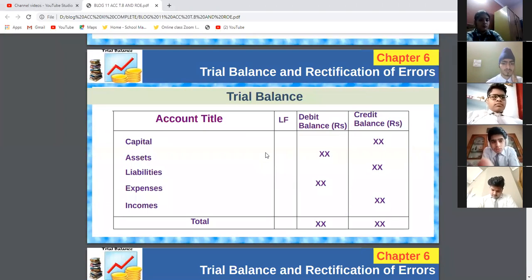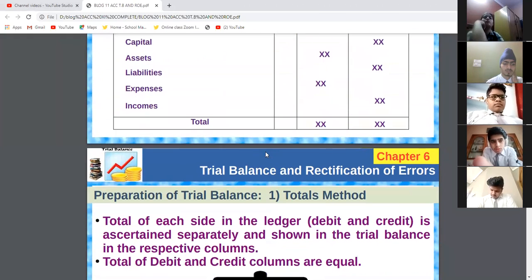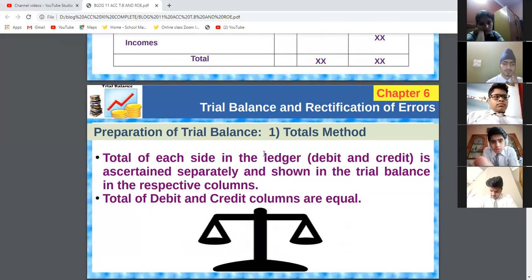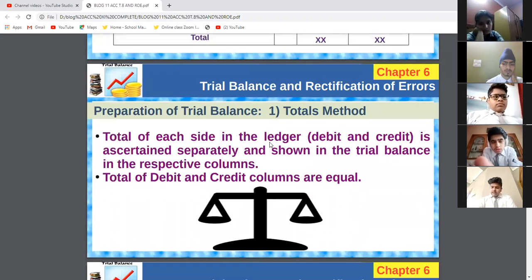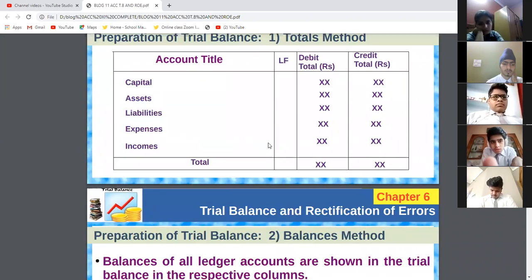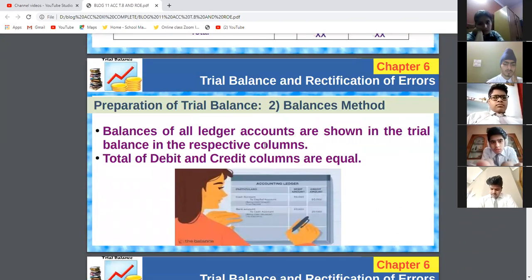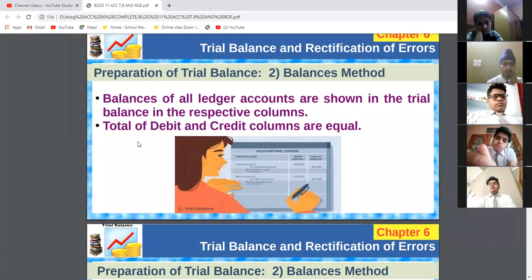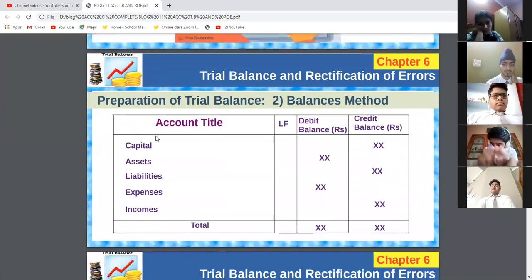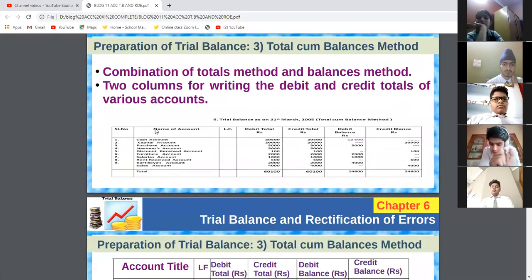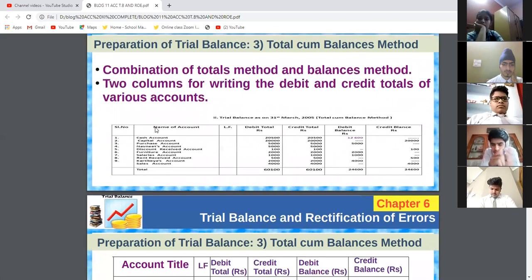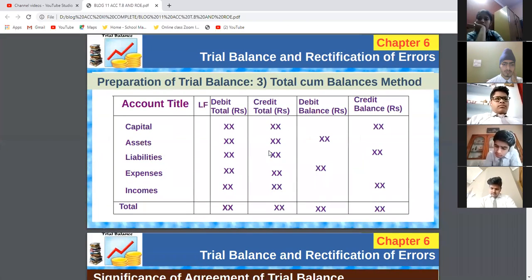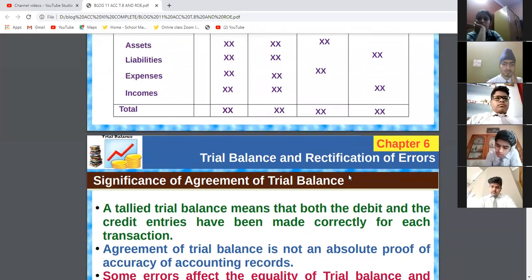This is the format. There are 3 ways of preparation of trial balance: total method, balance method. My dear children, in class 11th you will have balance method. That's why yesterday and today I gave you the method and explained by the balancing method. And third is total and balance method both. 4 columns will be there.